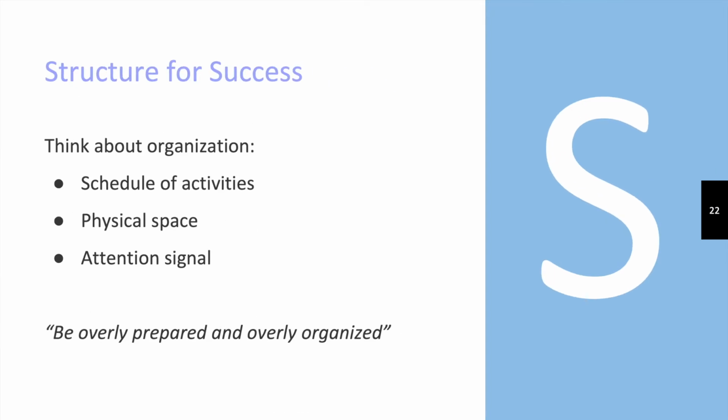Structure for success. You can identify and modify variables that positively influence student behavior, such as the physical setting, schedules, routines, and organize classroom procedures like attention signals: 1, 2, 3, eyes on me; 1, 2, eyes on you. Be overly prepared and overly organized.